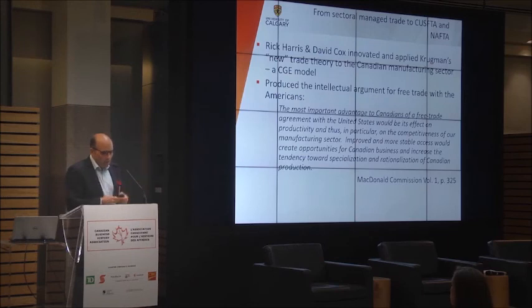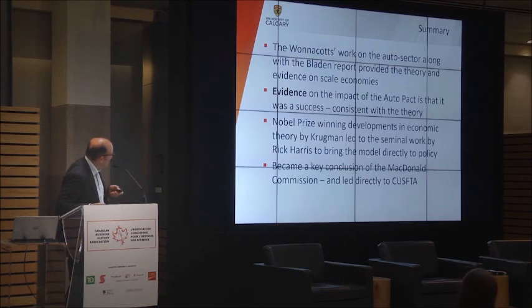Again, it was theoretical. It was based on empirics. They had the general equilibrium model, but it really did change the minds of policymakers in Canada, and it came through the McDonald Commission report, and then we signed the Canada-U.S. free trade agreement. So, in summary, the Wanakut's work was important. It was sectoral though, and the Auto Pact. I said earlier that it was protectionist. It was industrial policy. You know, two parts about that.